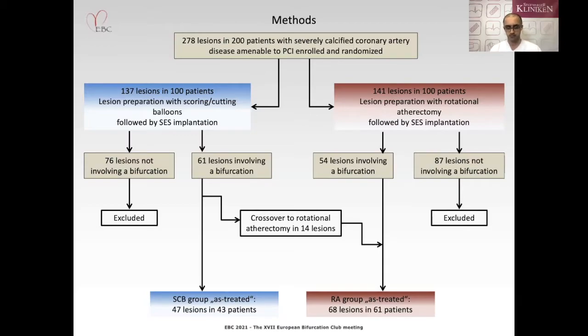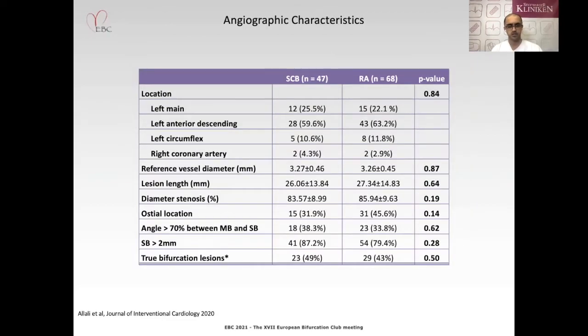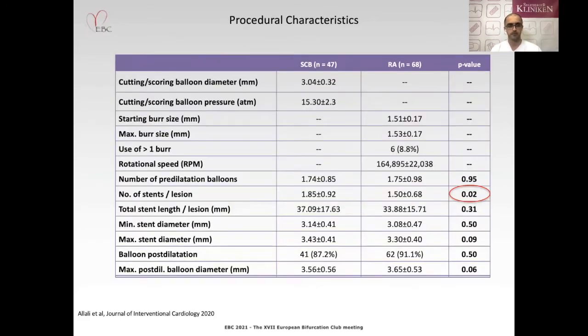Here you can see the baseline characteristics, which were comparable between the 2 groups with more previous myocardial infarction in the scoring cutting balloon group. The mean age was 75 years. And the angiographic characteristics were also balanced between the groups, and lesions were mainly located in the left anterior descending artery, and the true bifurcation was the case in 49% in scoring cutting balloon versus 43% in rotational atherectomy group.